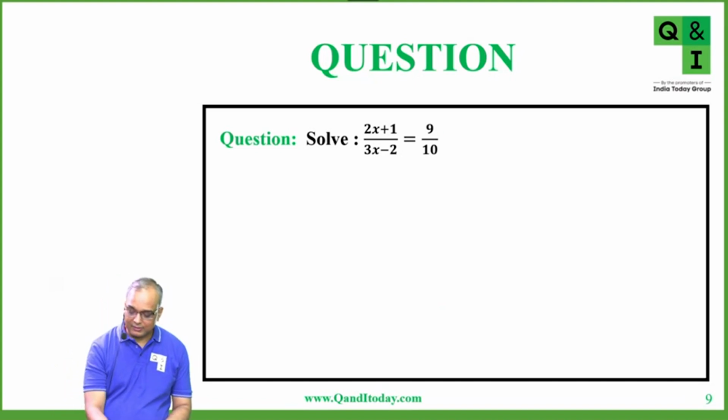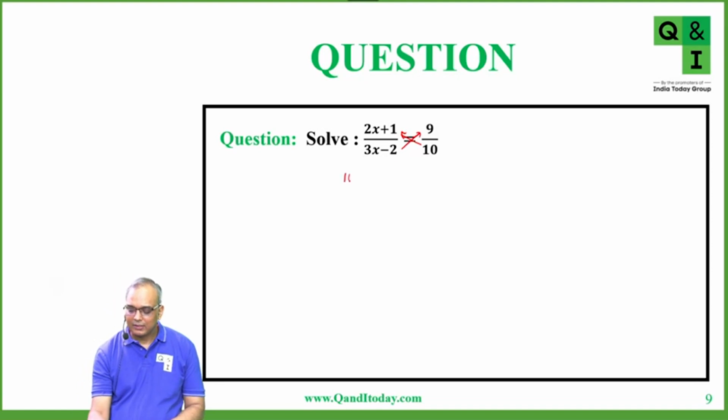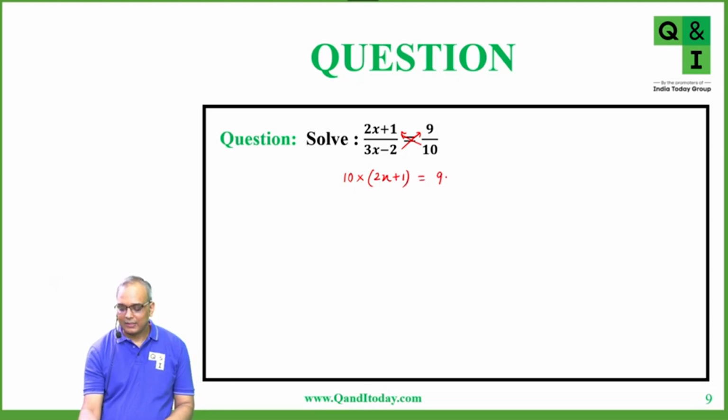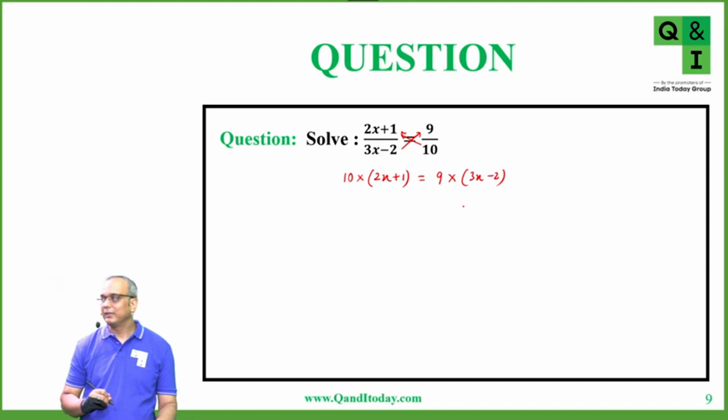Okay. So we need to keep the 10 in the numerator area, so it'll be 10 into (2x + 1). And same for the denominator with 9, so 9 into (3x - 2). This is what we'll do. Correct?